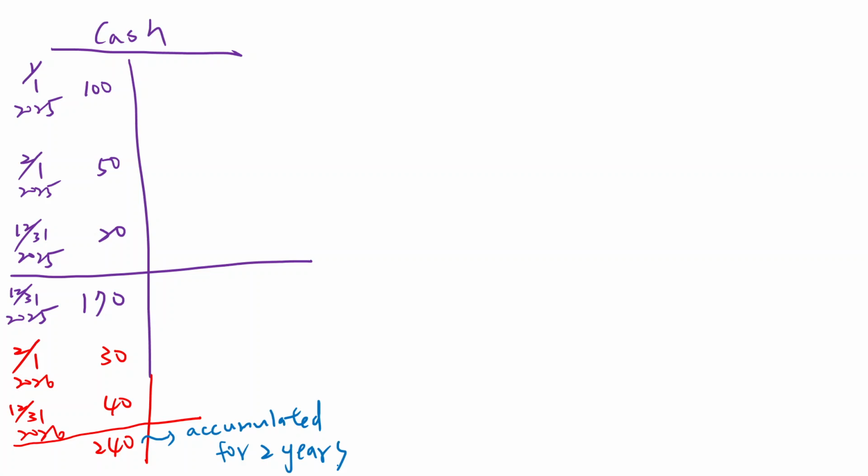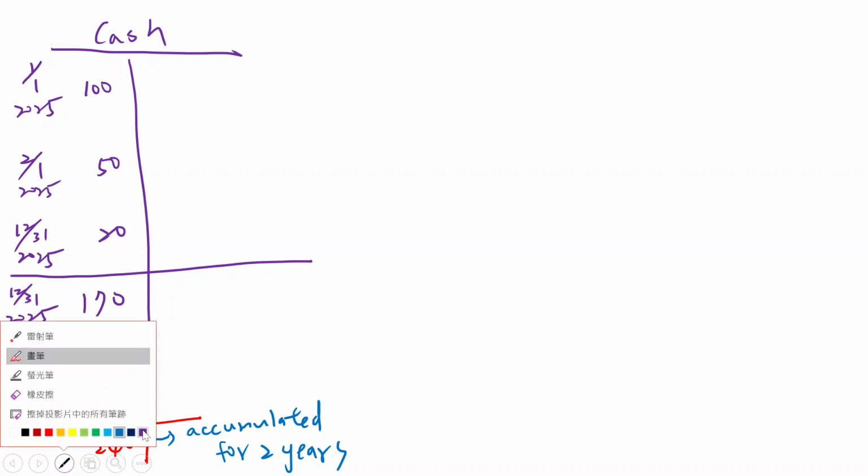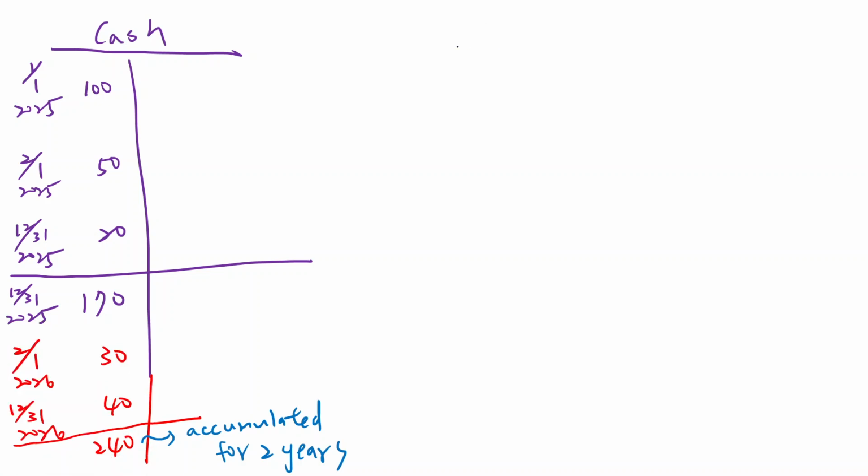So any problems? No problems, because my cash, I add up my cash each year, and totally I know how much cash I have, right? So how about revenues? So for example, I have the service revenues.